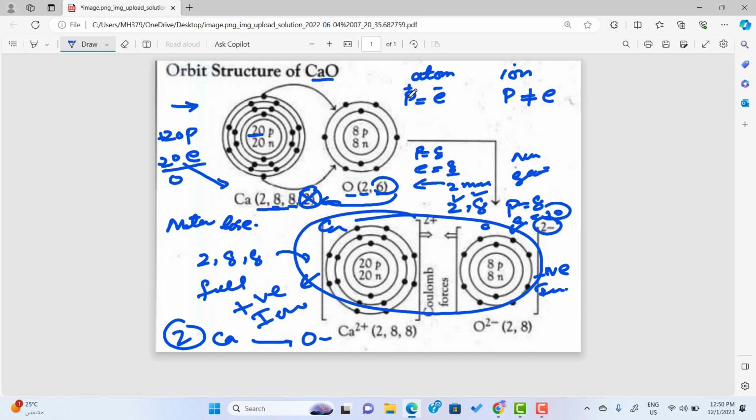So this is the question. And in ionic bonding, metal always loses. If you see the periodic table, on your left side are all metals, so they lose, and on this side non-metals, they gain electrons. So this is the question we are talking about.